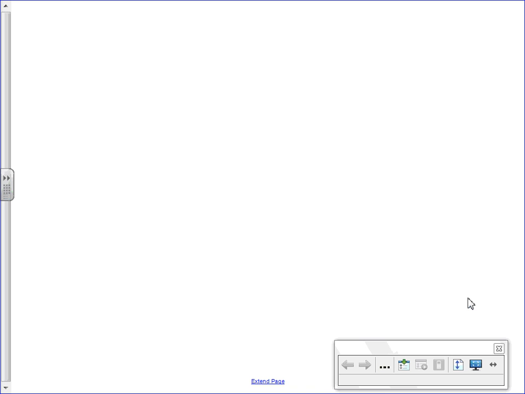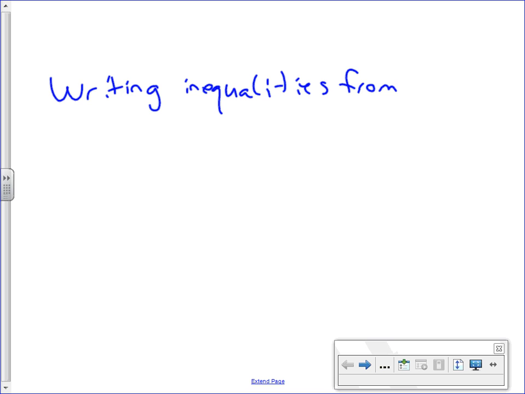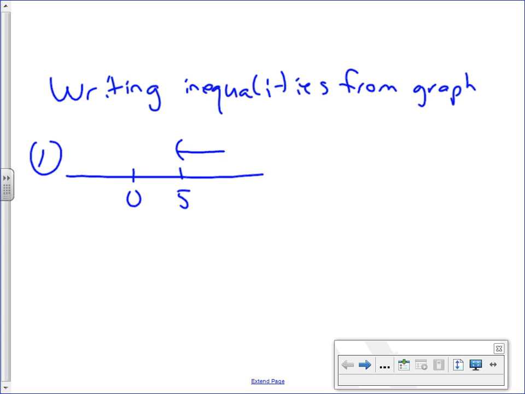Hi. Okay. So this first lesson is on writing inequalities from a graph. And the first part we've already done, but just to get it back in your head as we tie it into the second part of writing inequalities. So first of all, if I give you a number line graph that looks like this, that's given to you, and I ask you to write the inequality that goes with that, okay?